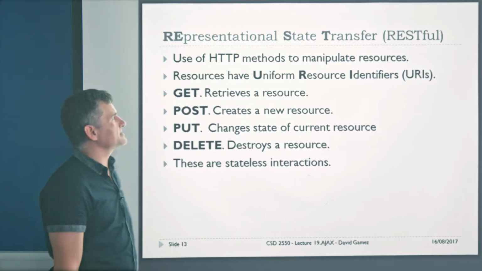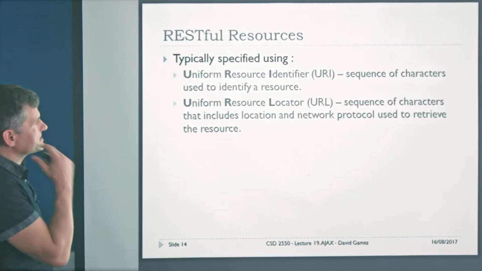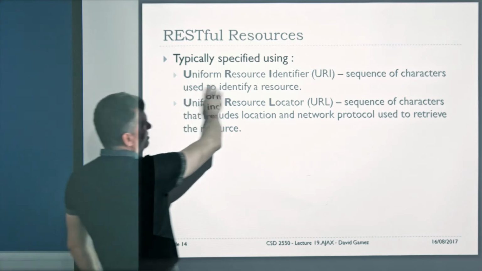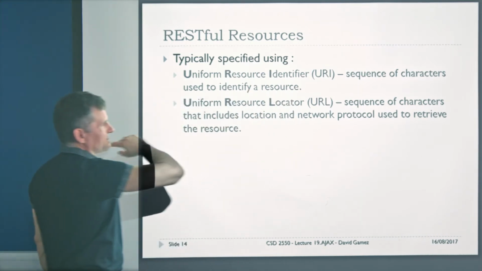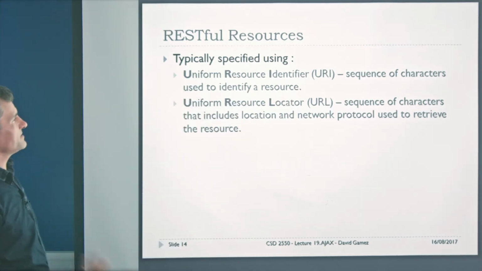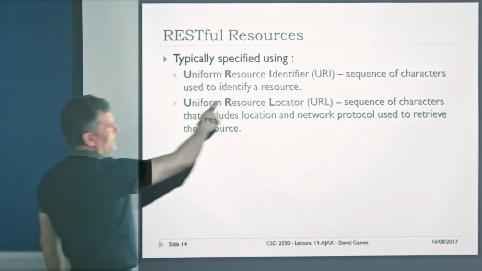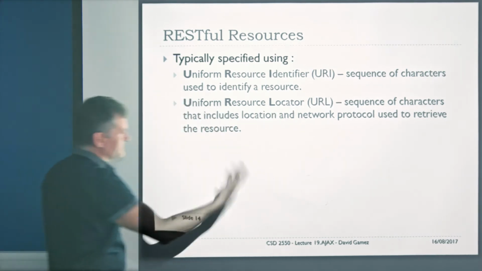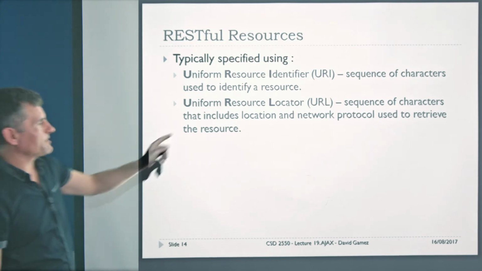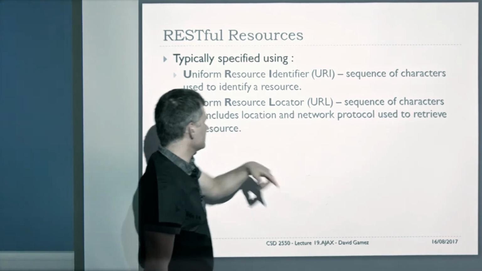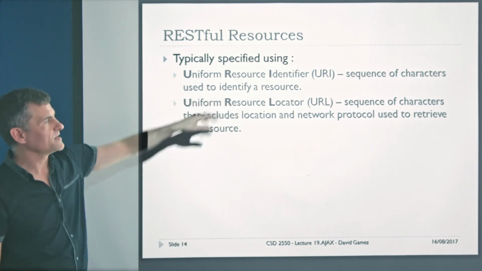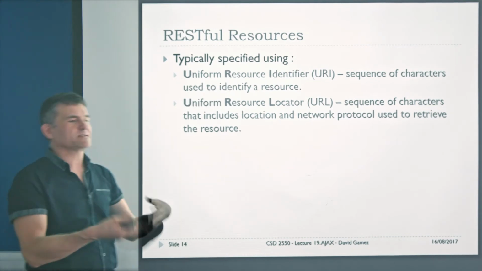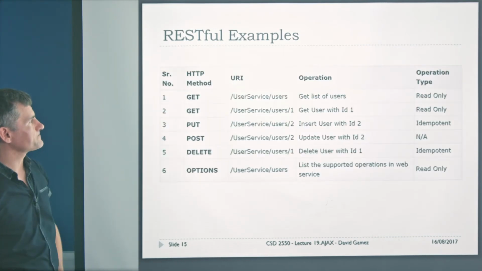And as I said, these are stateless interactions. As I said, there's a little bit of ambiguity here between URIs, which are defined as a sequence of characters used to identify a resource, and URLs, which are a sequence of characters used to identify the resource that includes both the location and the network protocol. So you all know what URLs are, and URIs could be just the ID of the resource or something like that.